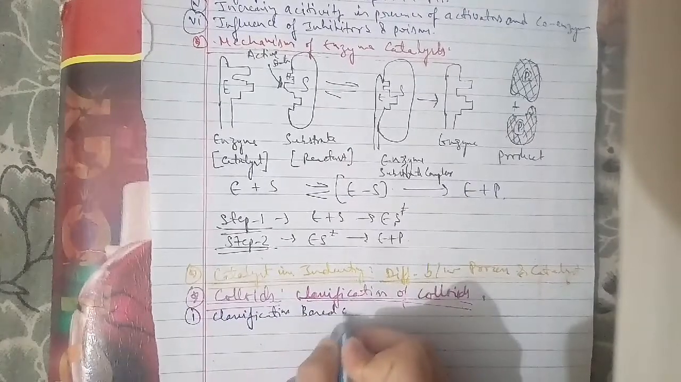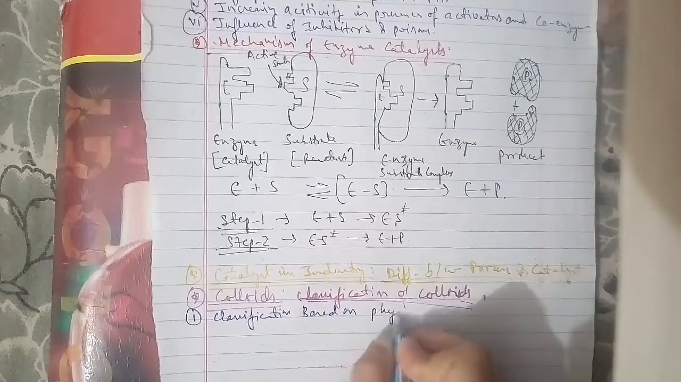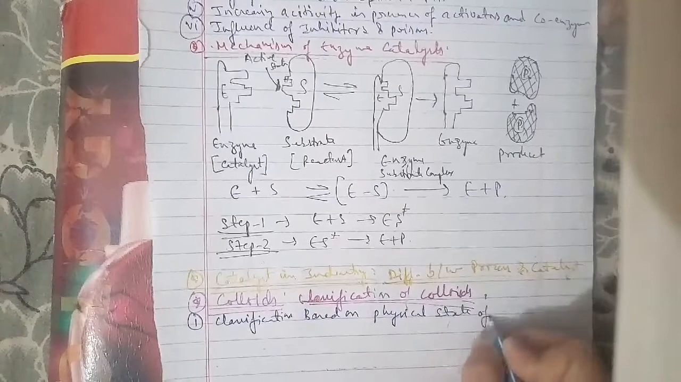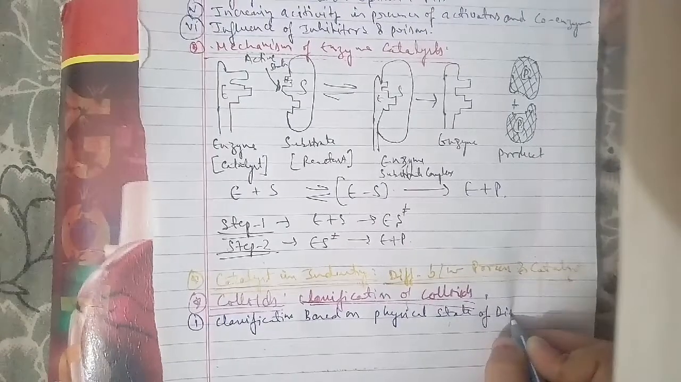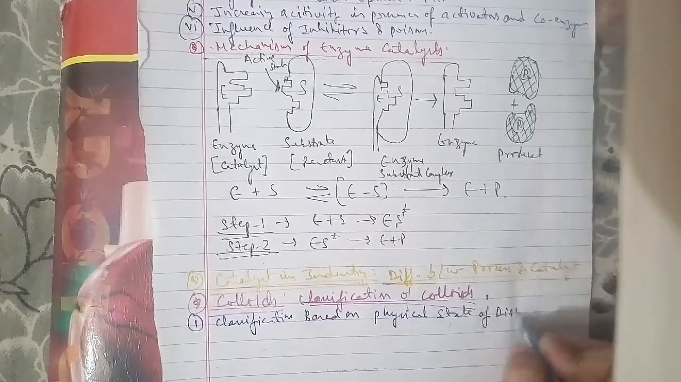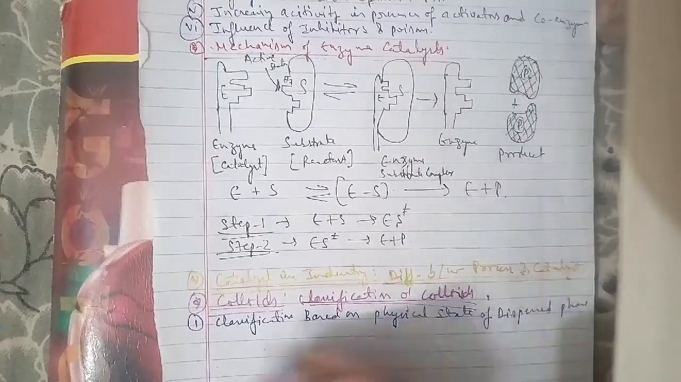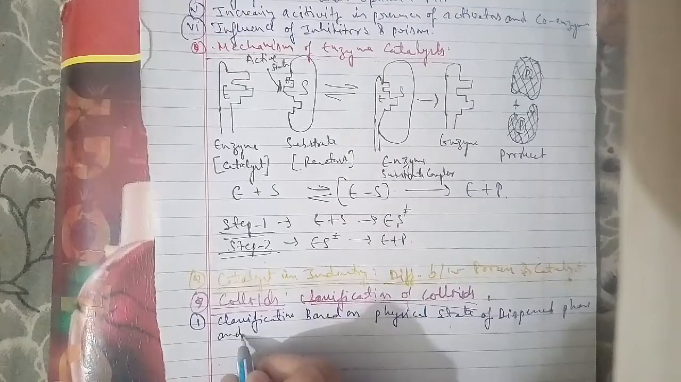So the dispersed phase here is solid. The dispersion medium is solid. The type of colloid is solid solution. When both are solid, a solid solution is formed. Examples are some colored glasses and gemstones.